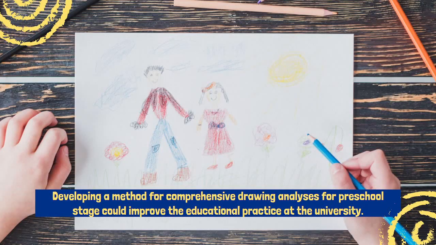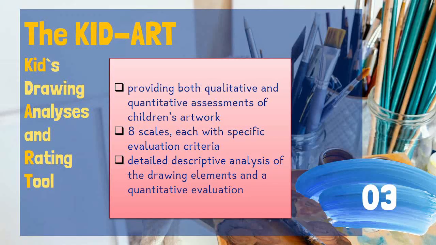That's why we decided to develop a specific tool and a method for comprehensive drawing analysis for the preschool stage, because we think that this could improve the educational practice at the university. Our method is called the KitArt. The name is an acronym from Kids Drawing Analysis and Rating Tool. The aim of this tool is to provide both qualitative and quantitative assessment of children's artwork. The KitArt consists of 8 scales, each with specific evaluation criteria and with detailed descriptive analysis of the drawing elements, and this could provide quantitative evaluation.